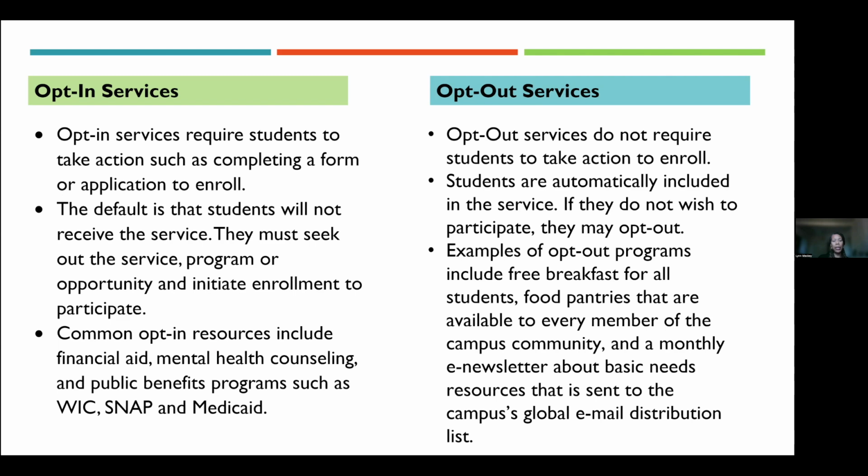So obviously you're thinking immediately about financial aid, right? Students have to complete the FAFSA in order to receive a financial aid award. If they don't complete the FAFSA, they will not receive financial aid. Mental health counseling, they have to come and identify in some way that they are in need of that service. Otherwise, they won't receive it. Public benefits are the same way. Okay, those are all opt-in services.